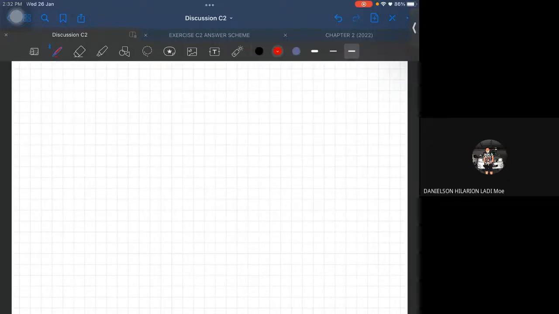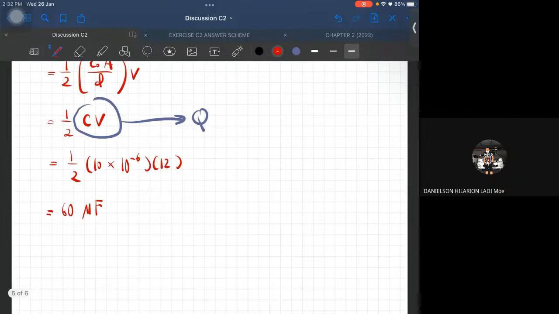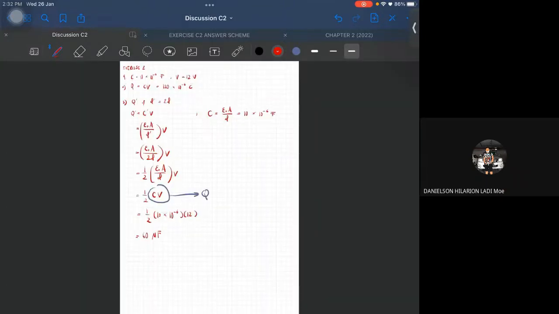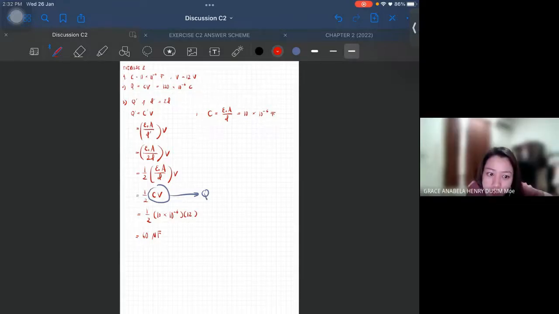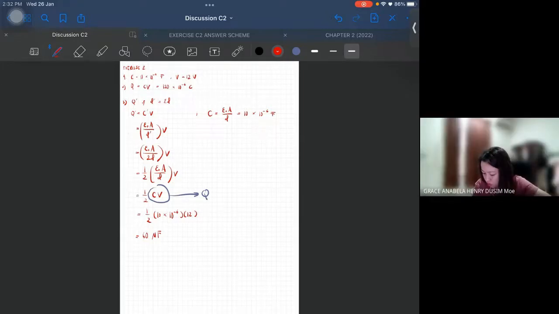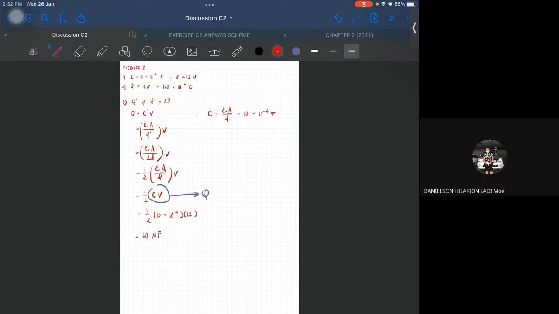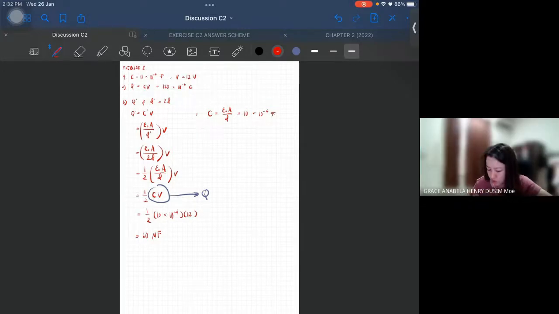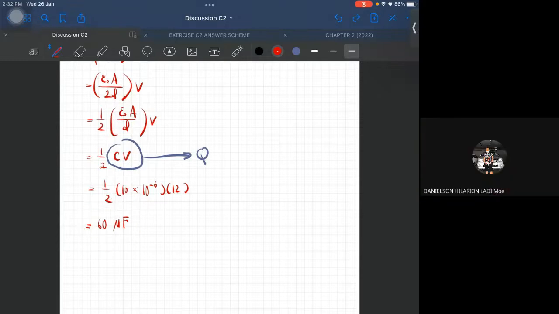Miss, if I put 6 times 10 to the power of negative 5, that's also allowed, right? Which one, 10 to the power of negative 5? For B. When I put the value on the calculator, it gives me 6 times 10 to the power of negative 5. Oh, this one. Yeah, can. Okay, Miss.